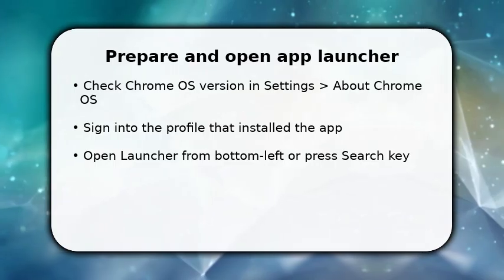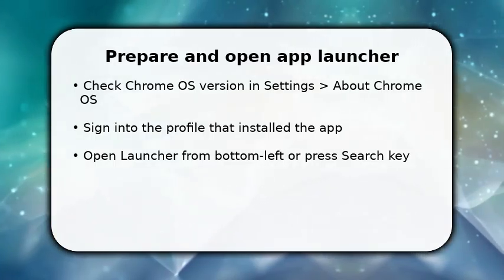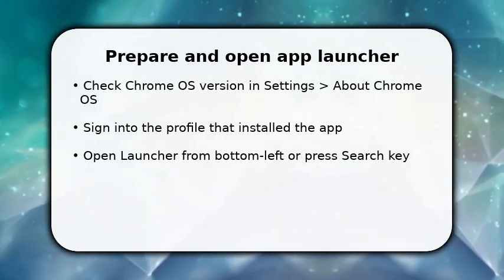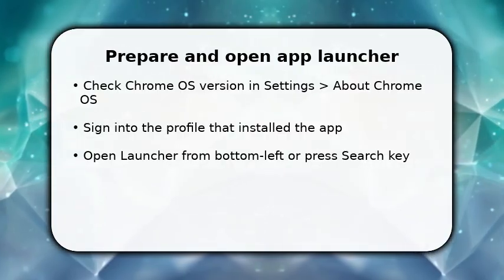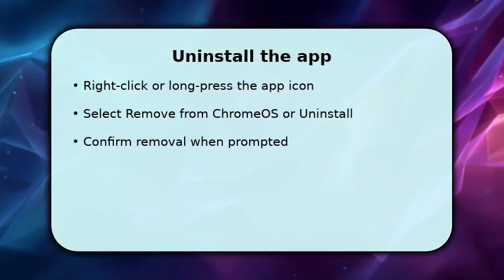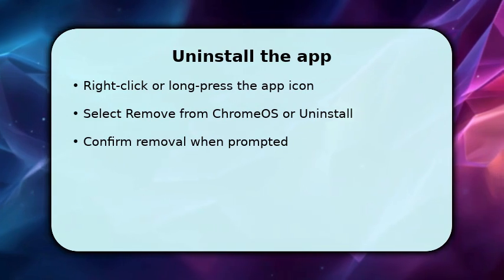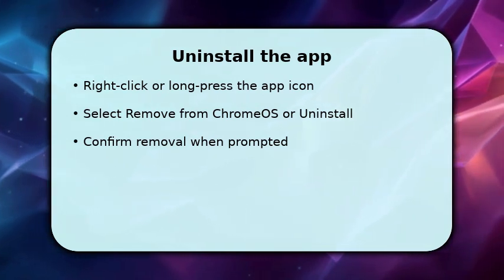Make sure the app you target isn't a system app. If it is, you will manage permissions instead. Now that the app appears, right-click or long press its icon to prepare for removal. You should see a context menu with Remove from Chromebook or Uninstall. Choose that option to initiate deletion.